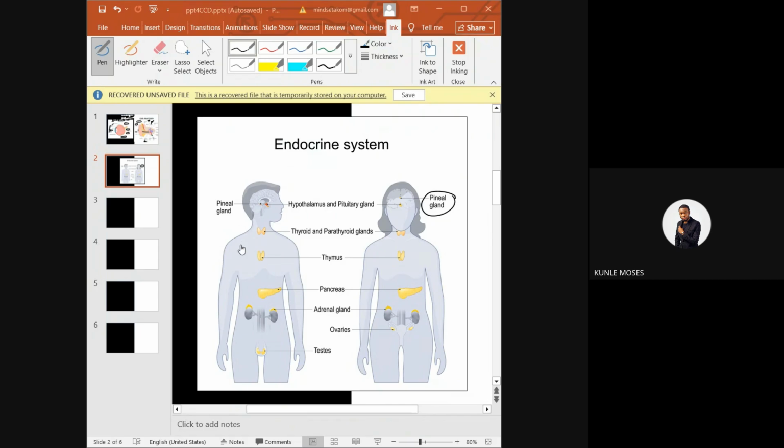So, let us go to question and answer. Please, will you guys make me proud? What is the function of the pituitary gland? What is the function of the parathyroid gland?